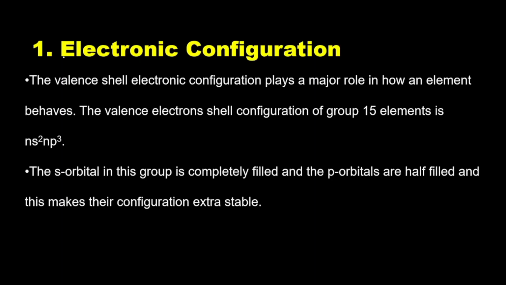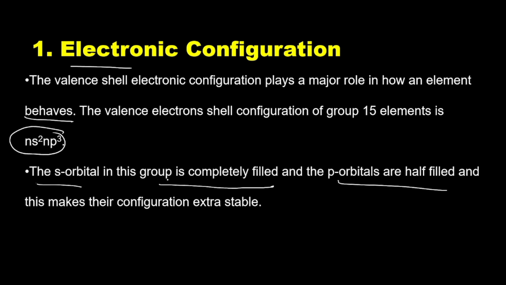Let's discuss a summary. We studied the electronic configuration. The general electronic configuration is ns2np3, and the valence electronic configuration plays a major role in the behavior of the elements. The next point is that the s orbital in this group is completely filled and the p orbital is half filled, and this makes their electronic configuration extra stable. Half filled configuration makes it extra stable.